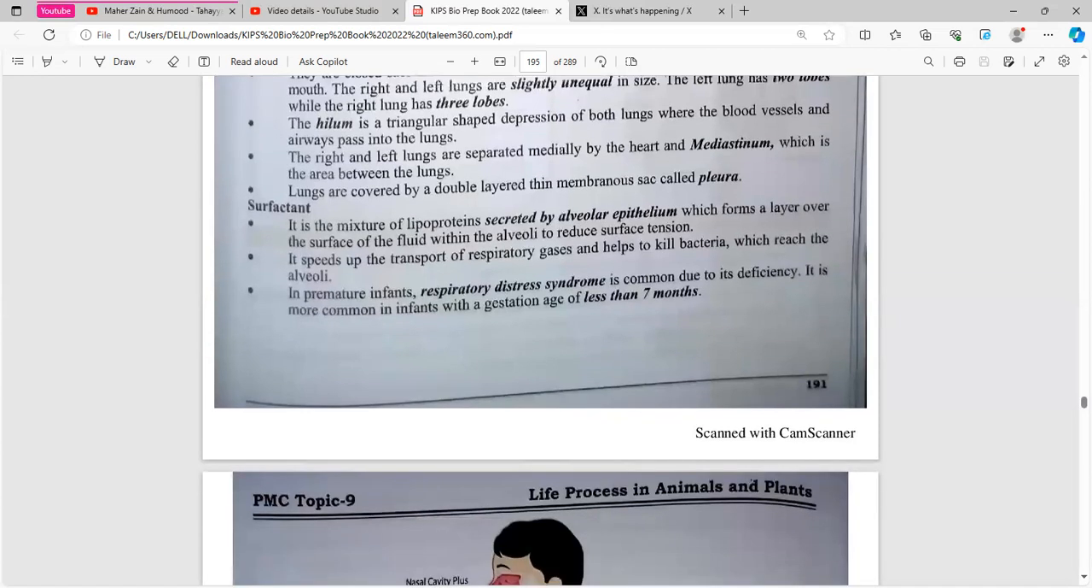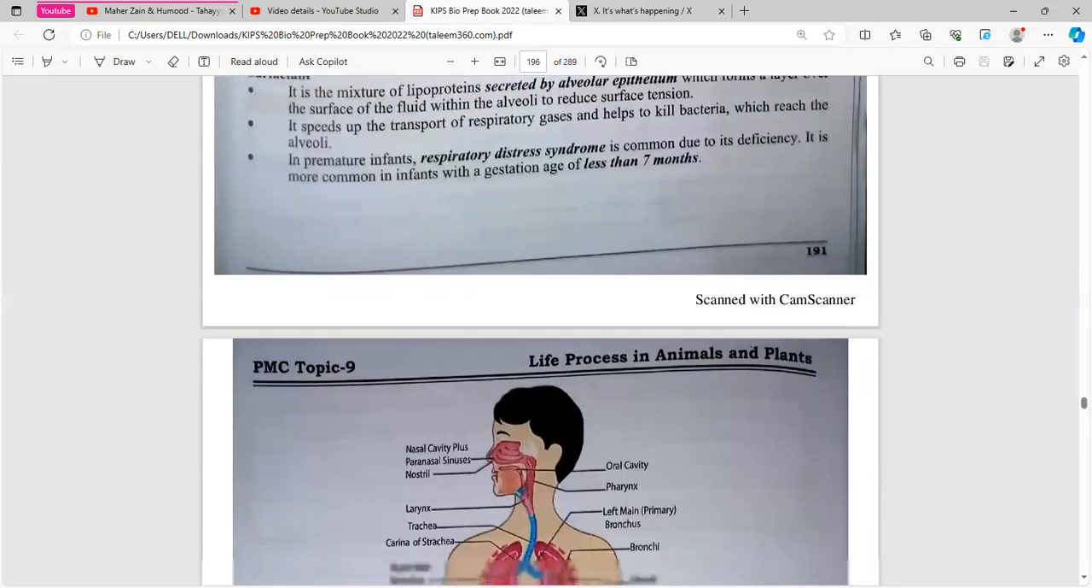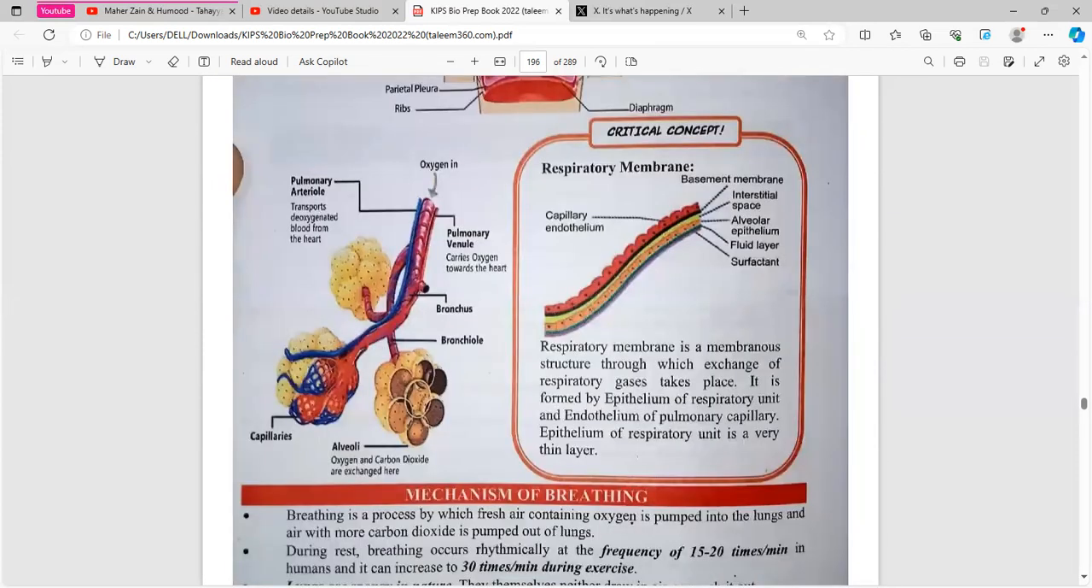It occurs in infants who are less than 7 months of age. These children suffer from respiratory distress syndrome because of a lack of surfactant, and thus the primary role of surfactant, if they ask you, is to reduce the surface tension. Since the surface tension hasn't been reduced, there isn't an efficient diffusion of gases.